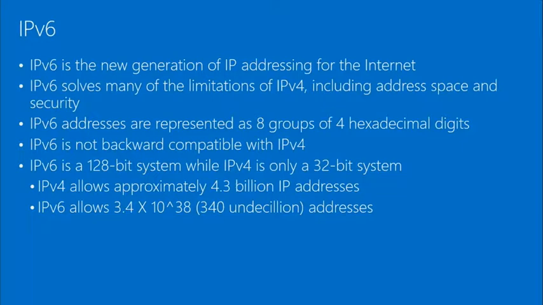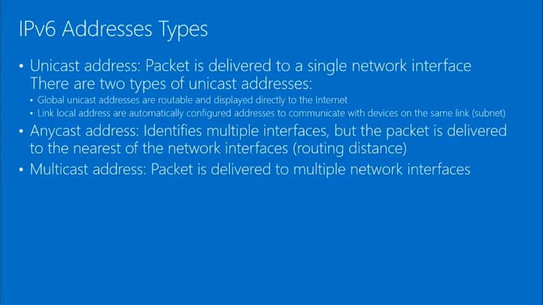And this gives you some information Christopher already gave you. IPv4, about 4.3 billion addresses. IPv6, 340 undecillion. That's that number, undecillion. So our address types: there's a unicast address, an anycast address, and a multicast address. A unicast address is a packet designed for a specific network interface. So this is a packet for a single network interface, for a single device.